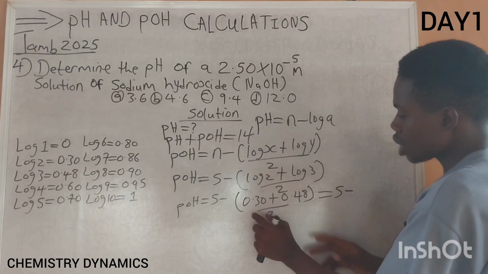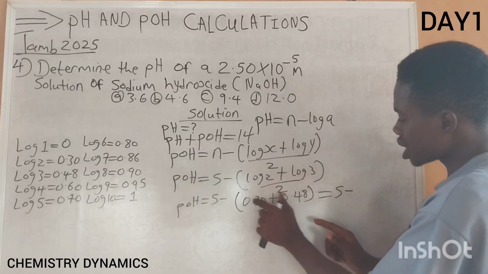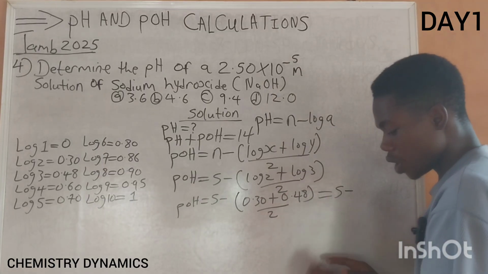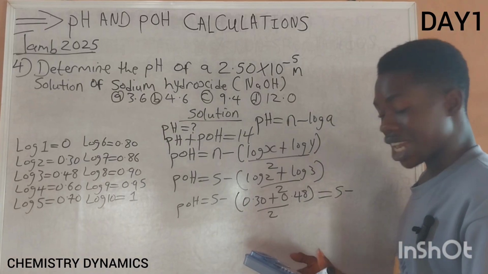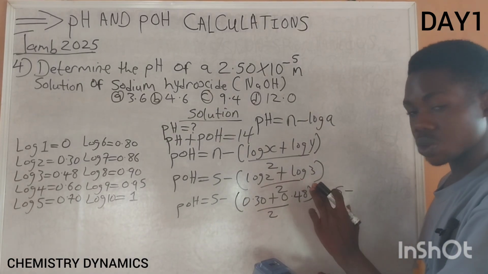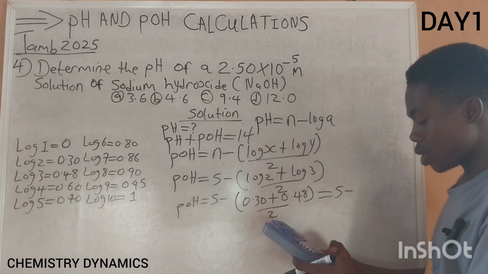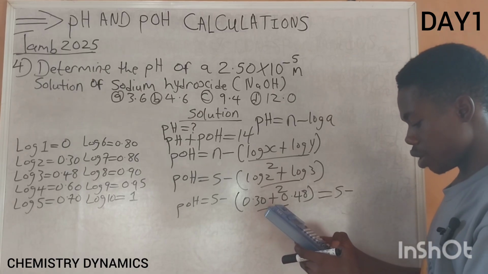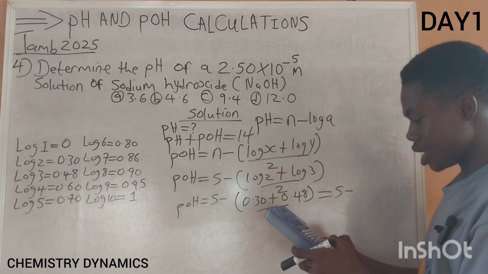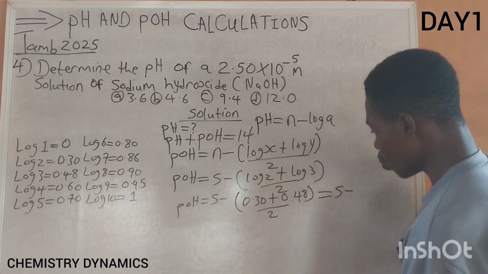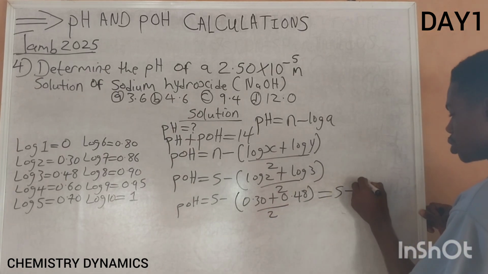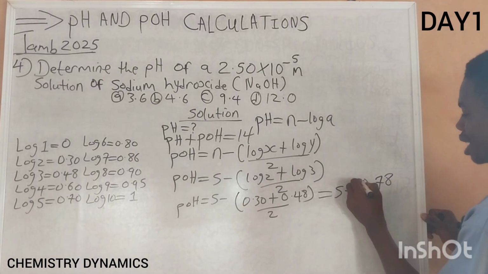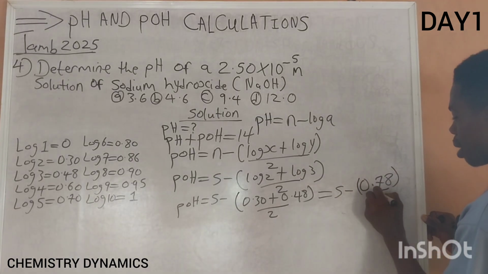Now you will go and add these values: 0.30 plus 0.48. Pressing the calculator, your calculator has plus, so you can do this with your calculator. 0.30 plus 0.48 equals 0.78. So we got 0.78. Don't forget divided by 2 is still there, and this is in a bracket also. Divided by 2.